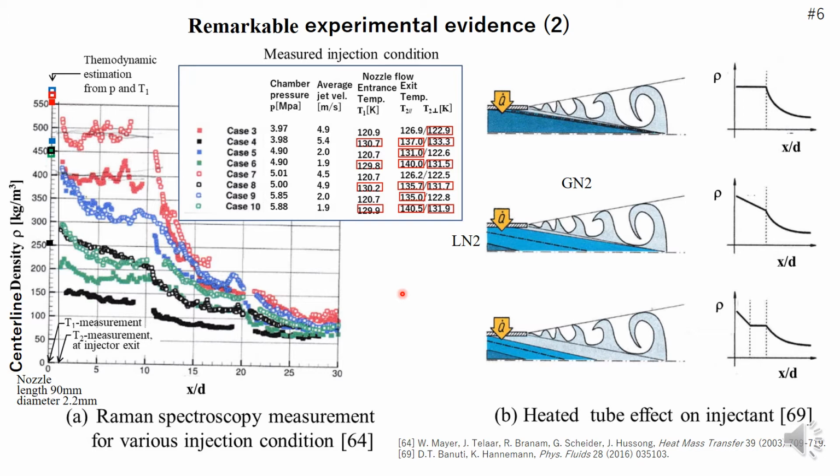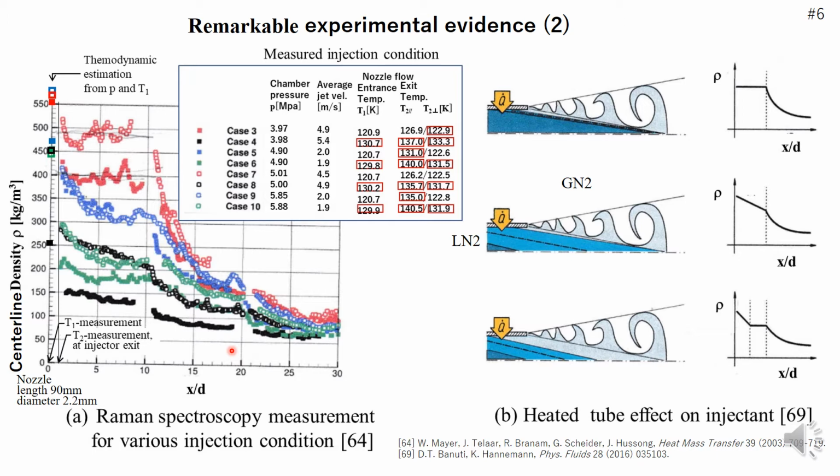Figure A shows the density distributions along the jet center line from the injector exit, which was derived from Raman spectroscopy measurements. The inset shows the measured chamber pressure, jet velocity, as well as the measured liquid nitrogen temperatures at the nozzle entrance and exit in each experiment. All cases reduced to an asymptotic curve downstream of x over d larger than 20, where mixing occurs according to the classical entrainment theory.